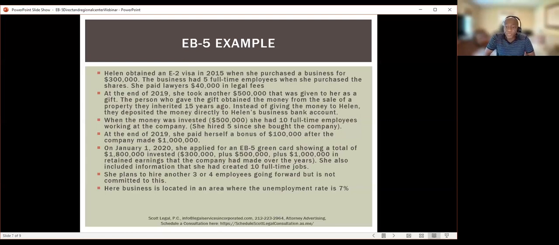So let's look at the first bullet point. She got an E2 and she bought a business for $300,000. So 0 of that counts towards investment, right? Because it was paid to the seller and it wasn't invested in the business. Similarly, the 5 full-time employees don't count at all. And the $40,000 in legal fees doesn't count. She's going to perhaps have to show where she got the $40,000 in legal fees from in the context of EB-5, but the $40,000 doesn't count.